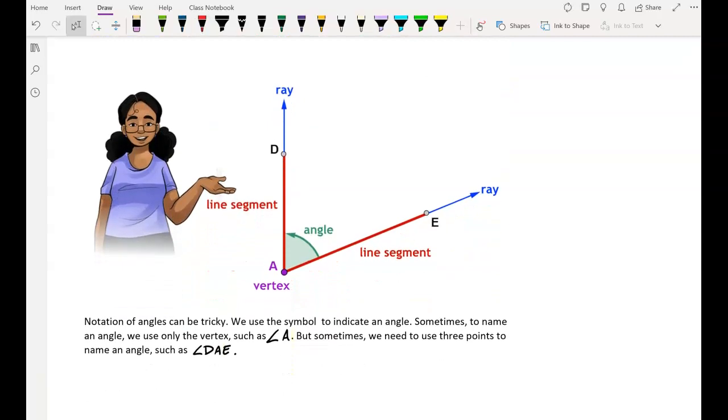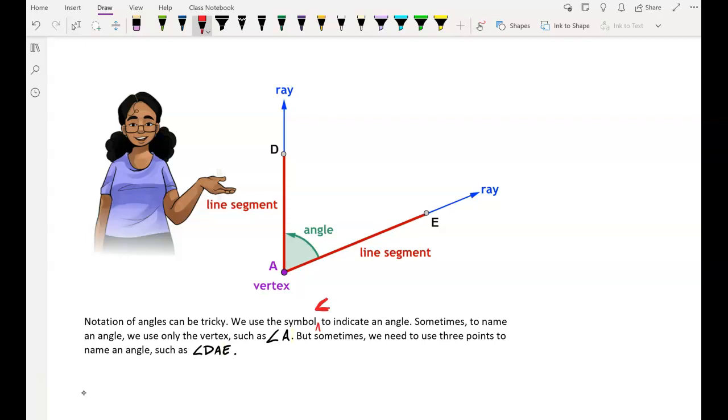And here we are now. Notation of angles can be tricky, and that's the truth. We use this symbol right here. That's the angle symbol to indicate an angle. Sometimes, to name an angle, we only use the vertex, like angle A. So you can say that this right here, that's angle A, because A is the vertex.